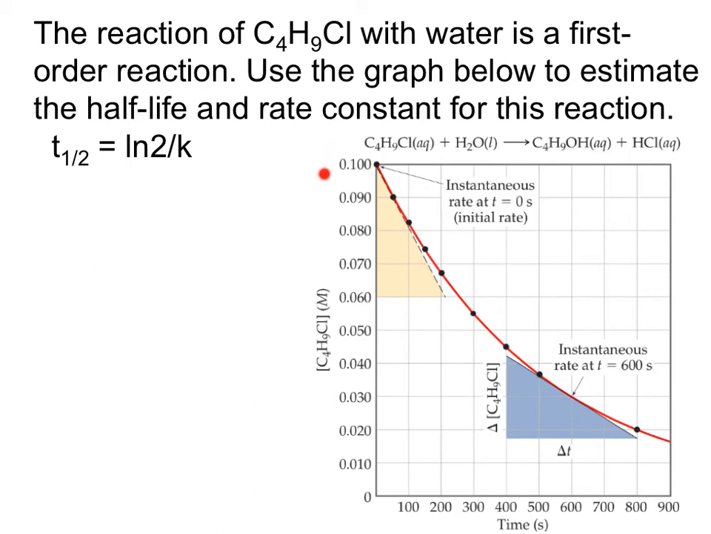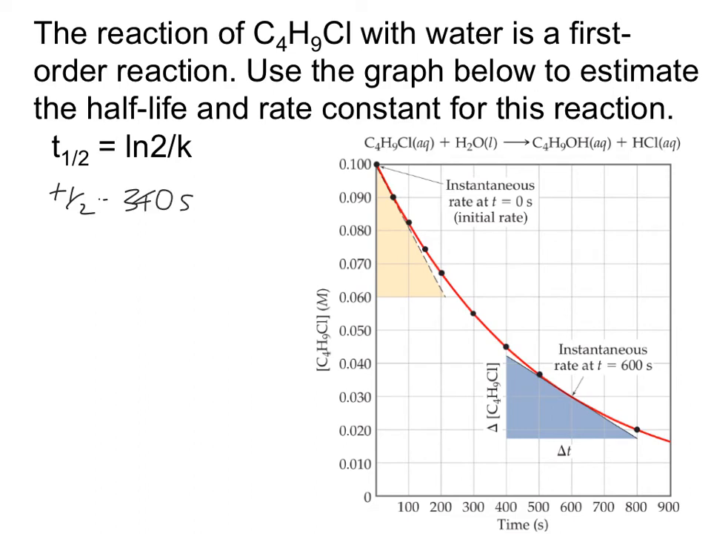The way we're going to do that is look at our initial concentration at time 0. That's 0.100. Since this is a first order reaction, our first half-life will occur when we have half of the original concentration. That is going to occur here at 0.050 molar concentration. So we come across here and find the point where that value intersects with our graph. That's going to occur at approximately 340 seconds. So our t1/2 is going to equal 340 seconds.